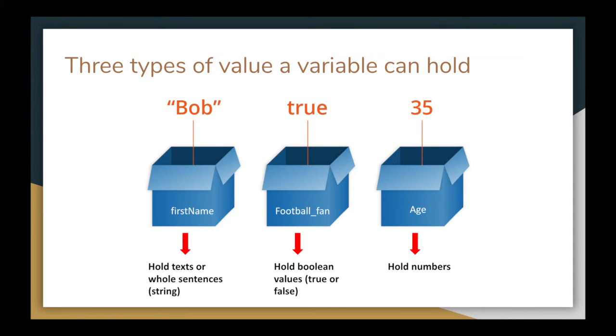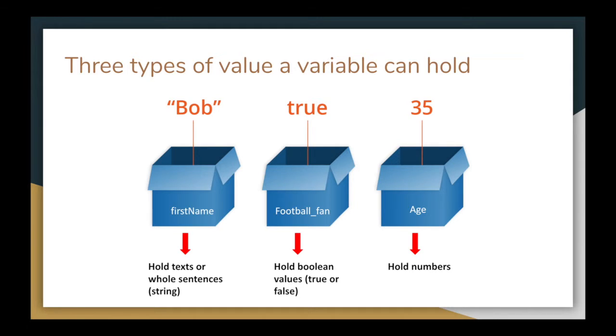In coding, many students had difficulty setting values to variables. It is important to introduce the three types of value a variable can hold and clarify that each variable has a name and a value. As you see here, you can use three boxes to show the three types of value a variable can hold.